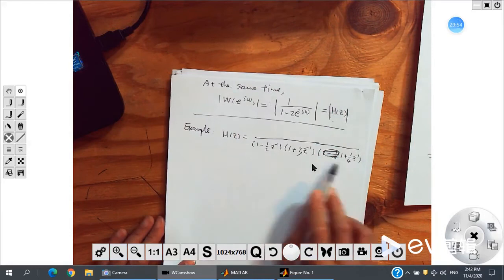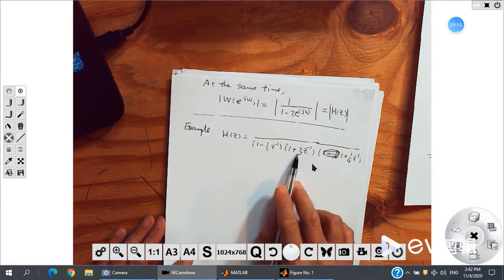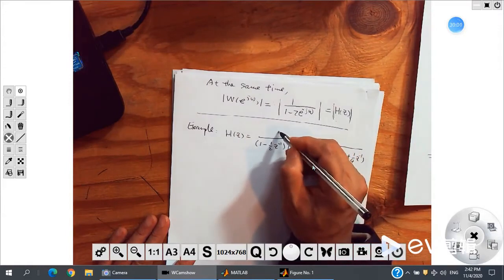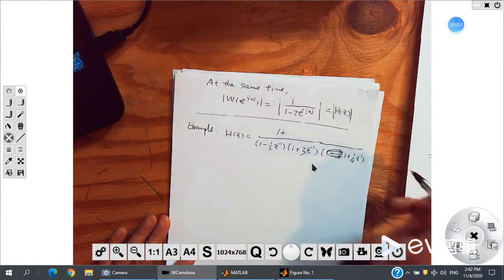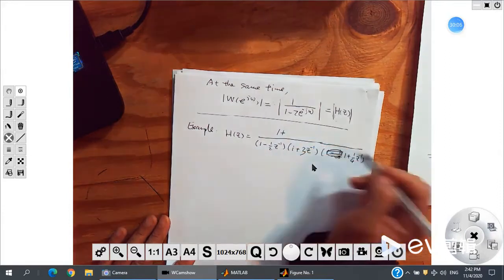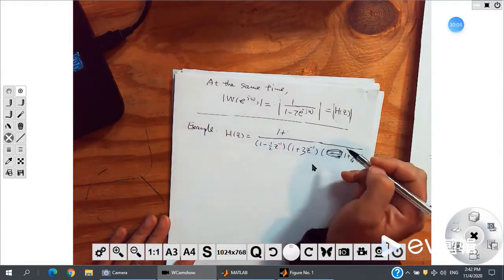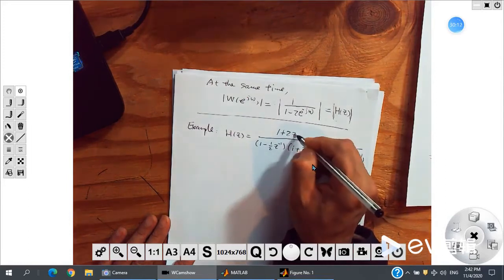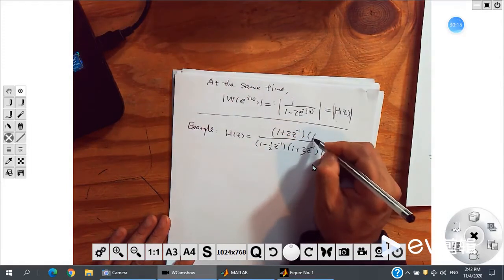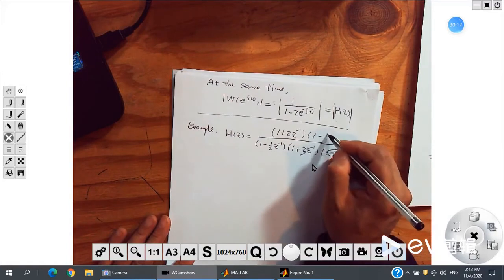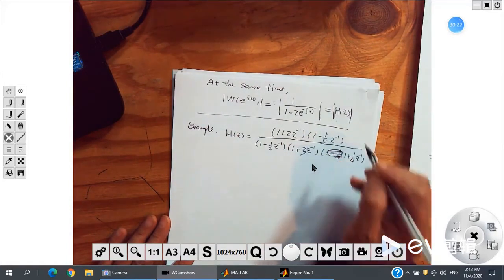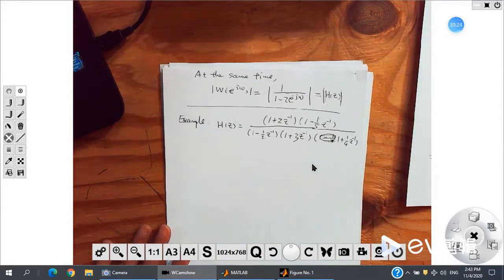Two are small numbers, less than 1, but one is large. And in the numerator, suppose I have 2 terms. It's 1 plus 2 z to the negative 1. And 1 minus 1/5 z to the negative 1. Okay, we let H of z be this one. So this one is the PZ map.